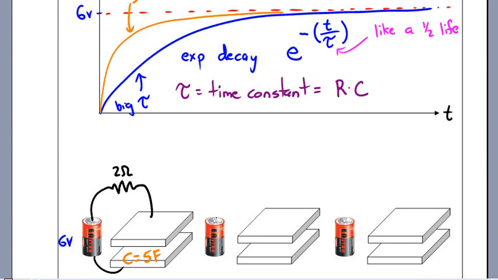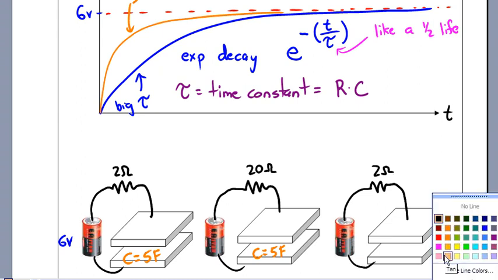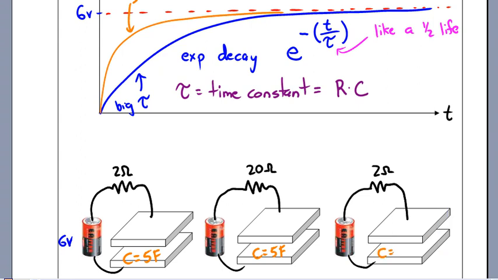We could go with a bigger resistance. What if we said, let's change this to 20 ohms. That's going to take longer to charge this up if it's the same capacitor of, say, 5 farads. There's another change we could make. We could have left it at 2 ohms. But what if we change this capacitance? Maybe we make the sheets bigger, or maybe we put the sheets closer together. Maybe we make this capacitance 12 farads, something bigger, like a bigger parking lot. Okay, either of those two changes will increase the time constant.